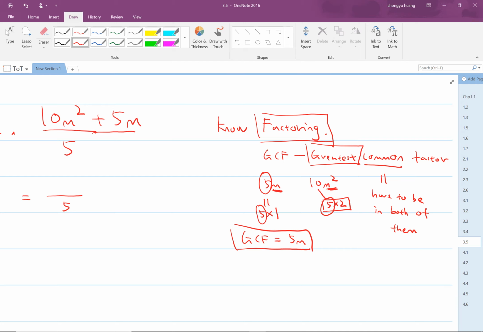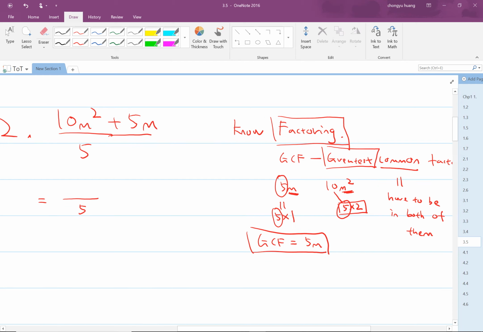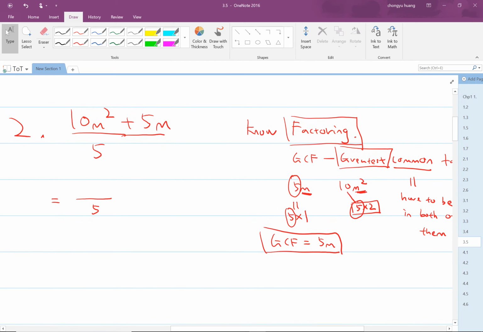Now things will become really easy. Okay, so now let's go back to the question and solve it. Now you have the greatest common factor, so you write it down, 5m. And 5m multiplied by 2m is equal to 10m squared, and then we have plus 1.